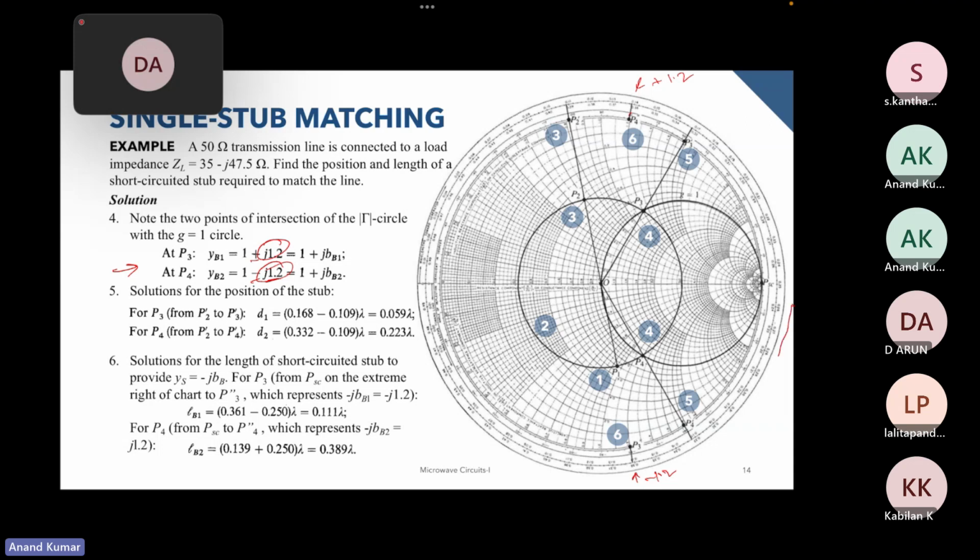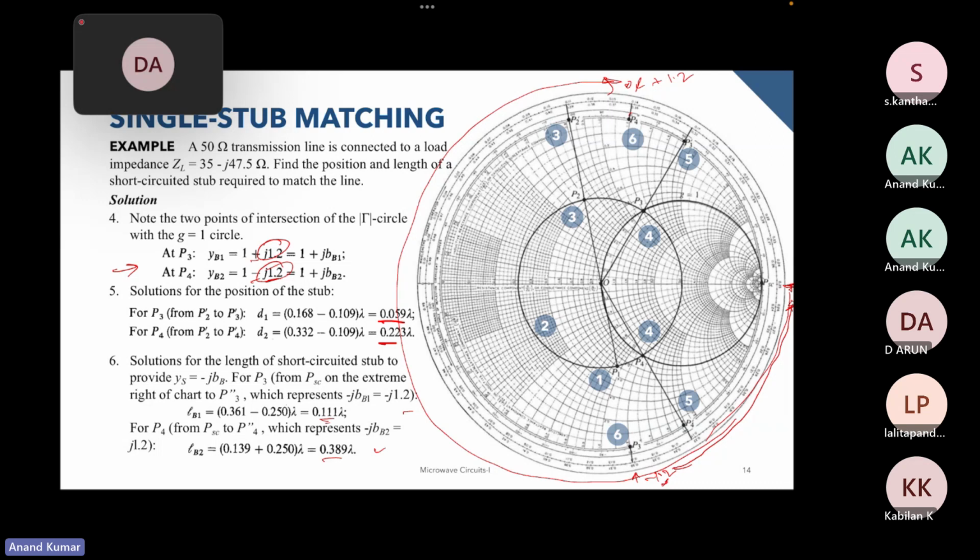We calculate the distance from this P short circuit to this entire distance over here. Remember, since we are looking from the load, we will go from load to generator, so the clockwise direction only. Starting from here to here, starting from here to here, this gives us two lambda values.